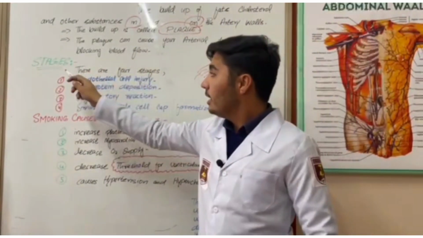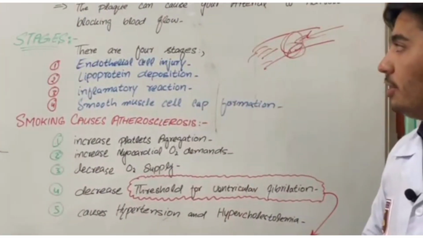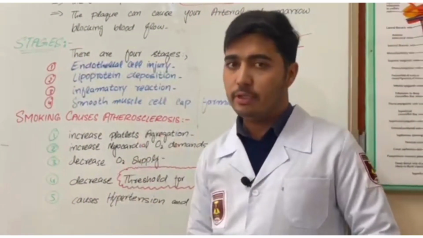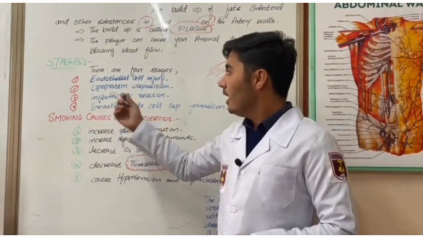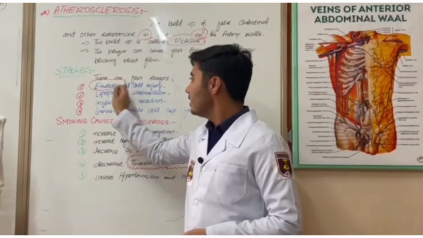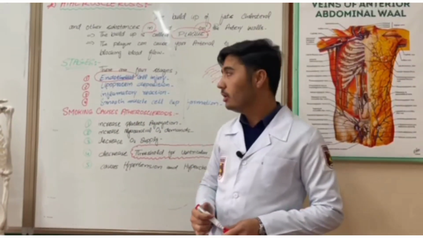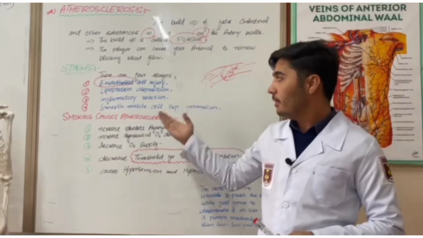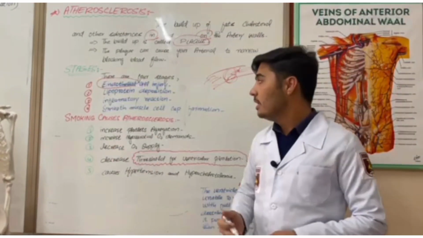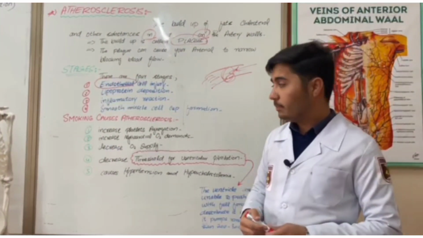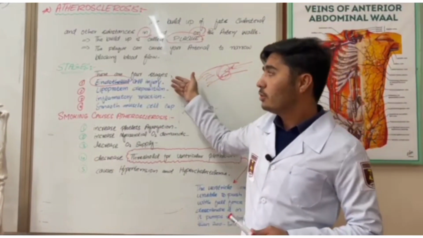After that, there are some stages of atherosclerosis. There are 4 stages of atherosclerosis. These are endothelial cell injury. Any endothelial cell injury will cause atherosclerosis. Second, lipoprotein deposition. Third one is inflammatory reactions. Fourth one is smooth muscle cell cap formation. So this is a little bit about atherosclerosis.